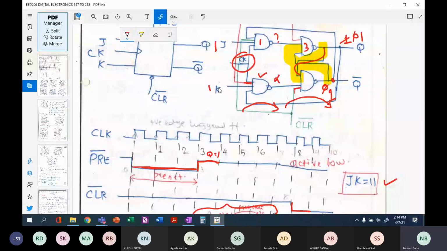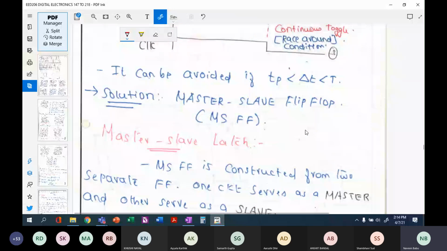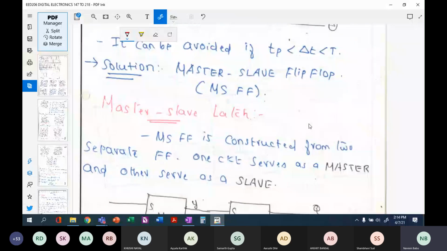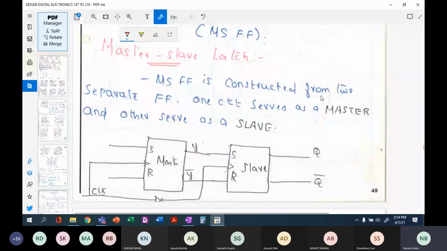And this particular solution is called a master slave solution. What is a master slave flip-flop solution? One flip-flop will act as a master and the other flip-flop will act as a slave. Let me give you the configuration. What is this master slave latch? You will have two stages, two sets of flip-flops, the same configuration that we had: 2 NAND gates in the first level and 2 NAND gates in the second level. The first 2 NAND gates will be considered the master flip-flop, and the third and fourth NAND gates will be considered the slave flip-flop.